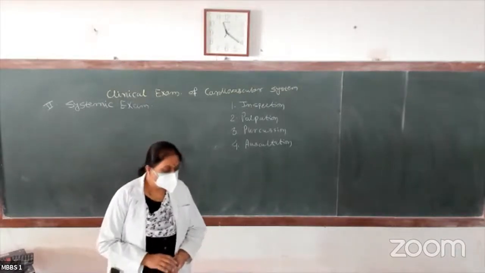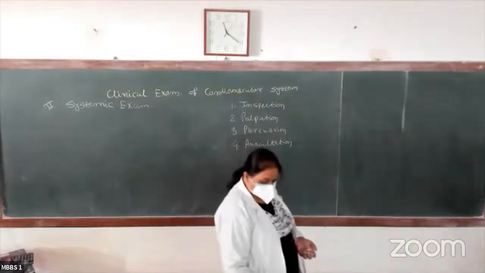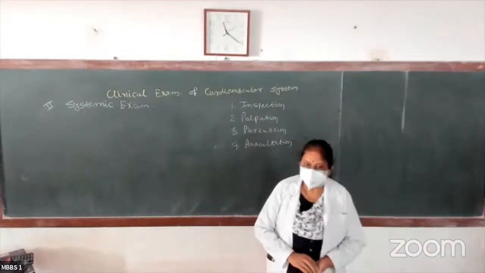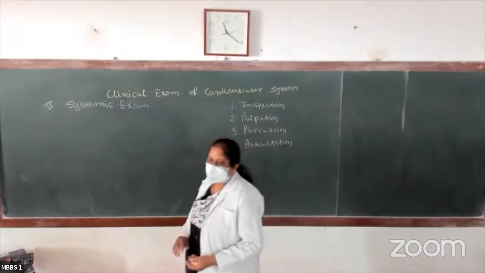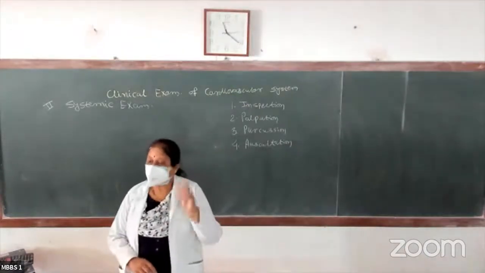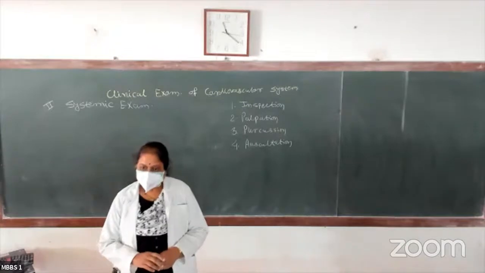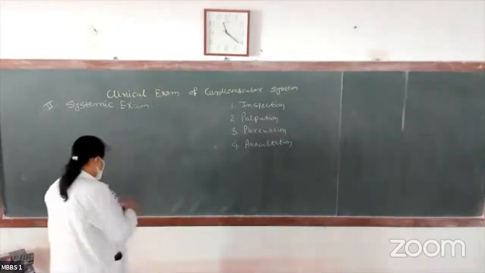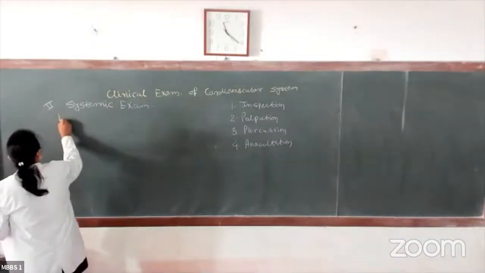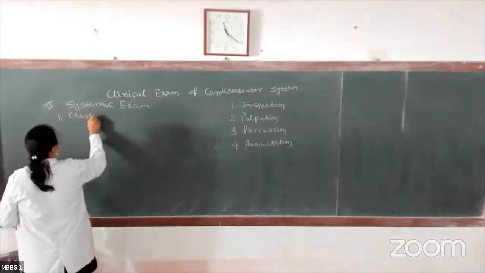In the inspection, the first point is the chest wall. In the examination of the chest wall, we have to see the symmetry, whether the chest wall is symmetrical or asymmetrical. Normally the chest is symmetrical. So the first point is the chest wall.